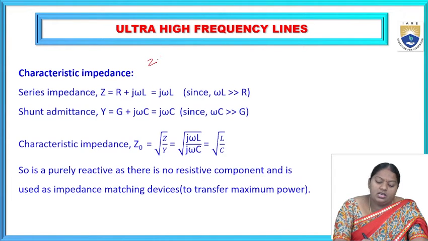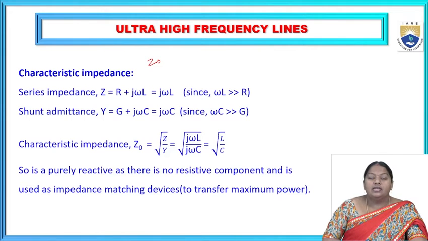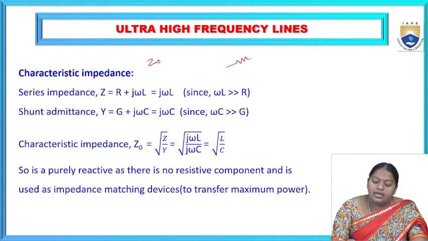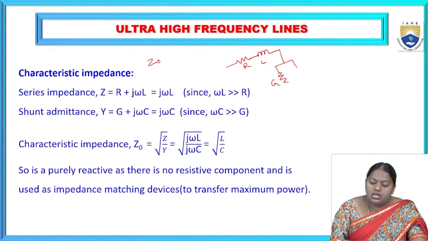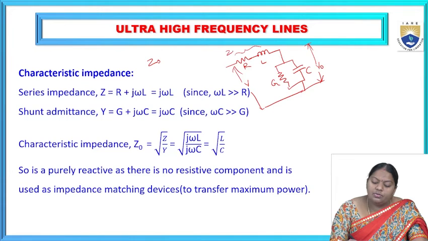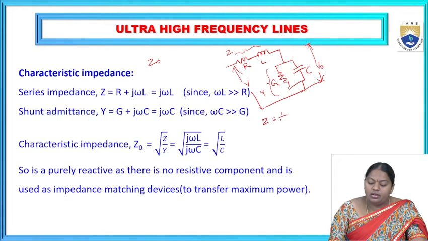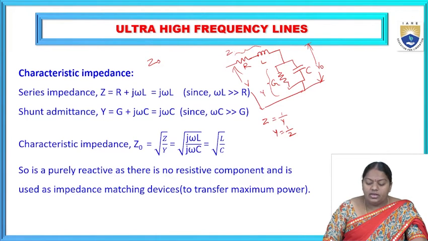As we know, impedance is generally denoted with Z, and the characteristic impedance is denoted with Z0. In order to calculate Z0, first, the four primary constants of a transmission line are connected in the circuit as follows: resistance R and inductance L are connected in series, whereas conductance G and capacitance C are connected in parallel. Based upon the series elements, we consider the series impedance Z, and based upon the parallel combination, the shunt admittance Y. As we know, impedance Z and admittance Y are reciprocal to each other: Y equals 1 by Z, and Z equals 1 by Y.